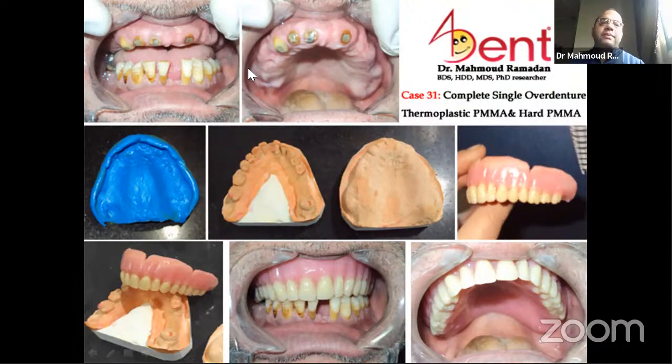But we have a big problem in this case. We have massive undercuts, as you see, all around the ridge in all dimensions. So we decided to use a thermoplastic polymethyl methacrylate in combination with the hard polymethyl methacrylate. The hard acrylic can be used in combination with the flexible acrylic to overcome most of these problems, as you see. This is the final impression of the case, and this is the final denture. We have a very huge arch. We have to put an 8 here, as you see, 7 and 8 here, in order to prevent the over-eruption of the opposing teeth posteriorly.